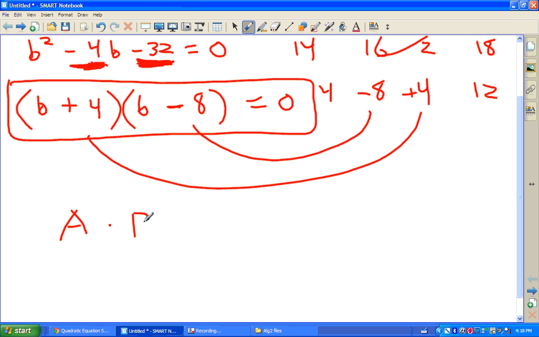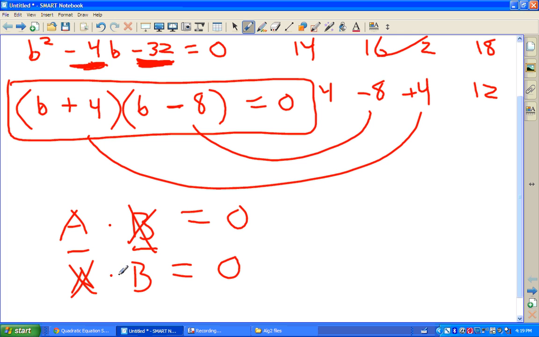Now all we have to do here is understand the little A-B rule, okay? If A times B is 0, I just need A or B to be 0. If A is 0, the whole thing's 0. It doesn't matter what B is. And conversely, if B is 0, I don't care what A is. If B is 0, B times anything is still 0. So it works either way, if A or B equals 0.